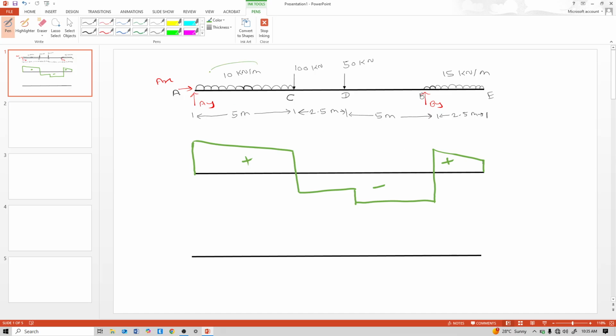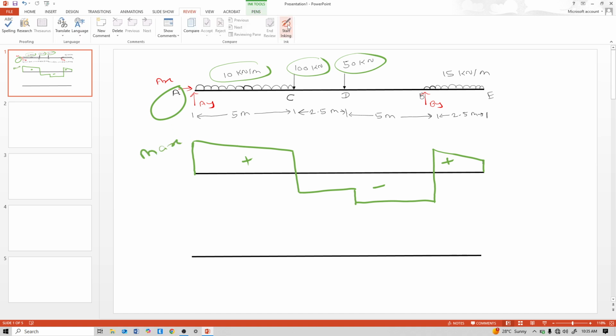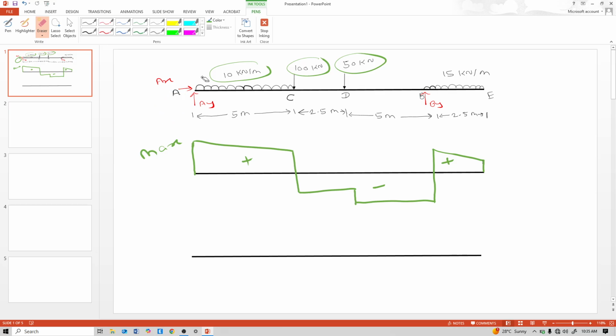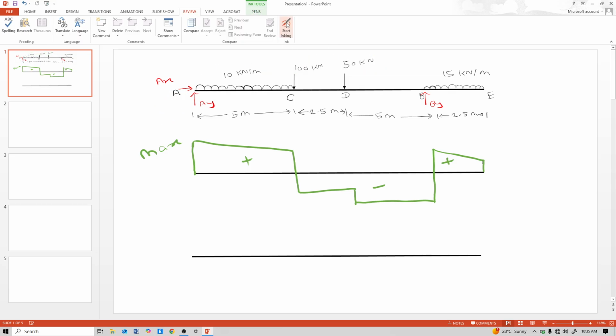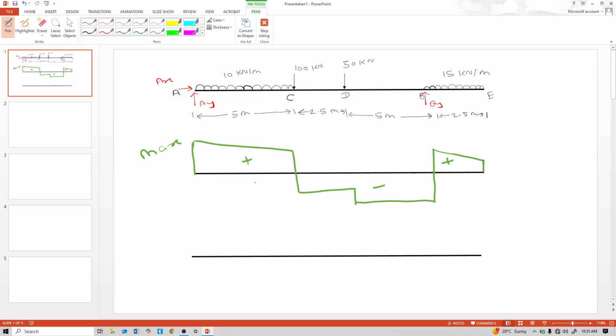So this 10 kN per meter, this 100 kN and this 50 kN are near to this point A. So more load is shifted towards point A. So as per my judgment, the maximum is here, and this AY reaction is maximum. So now calculate bending moment. This is the SFD. Now calculate bending moment.